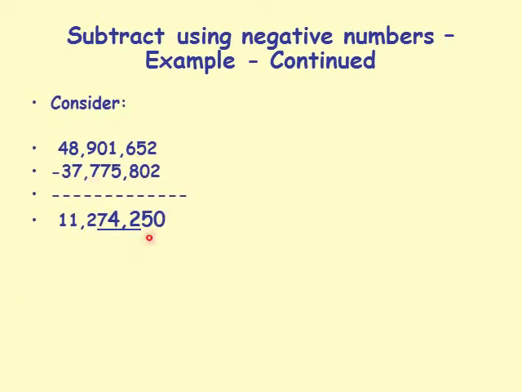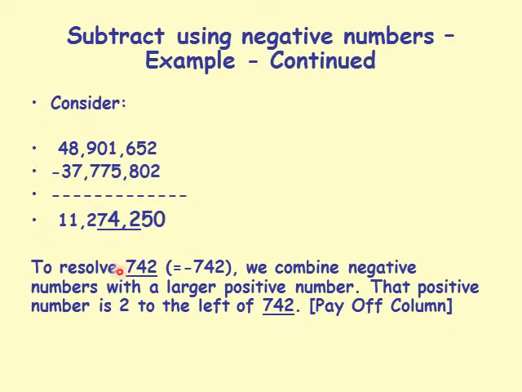All right, let's continue the example. We have solved for all 8 digits of the answer. The only issue is we have 3 negative digits here, 7, 4, 2, where this is the hundreds place, this is thousands, and this is the 10,000 place. So we resolve 742, which is negative 742.